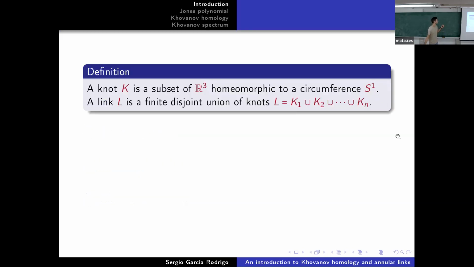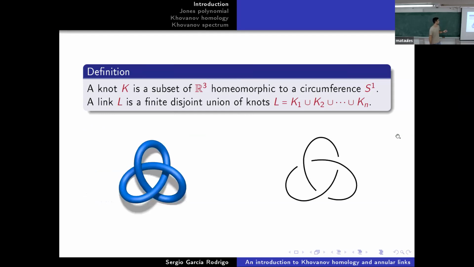Okay, so first of all, what is a knot? A knot is just a set of points in R3 or S3 that is homeomorphic to S1. So we have something like this. And if we take a disjoint union of knots, we get a link. On the right side of the image, we have a diagram that is just a projection of our knot into the plane.